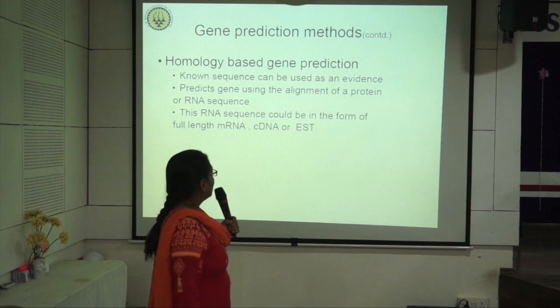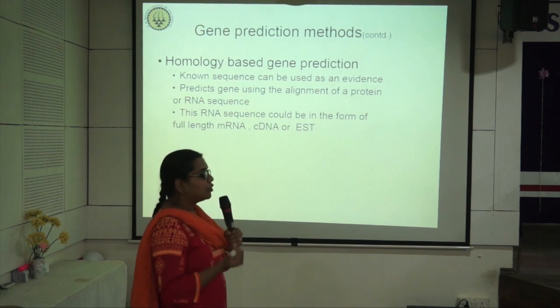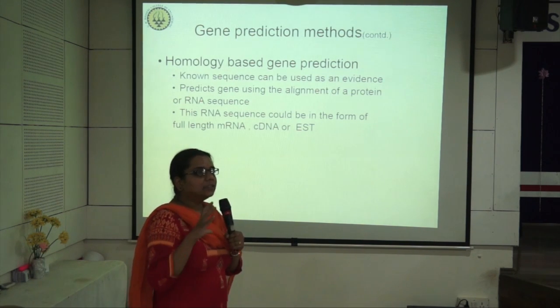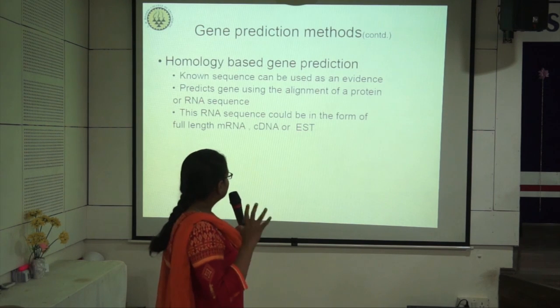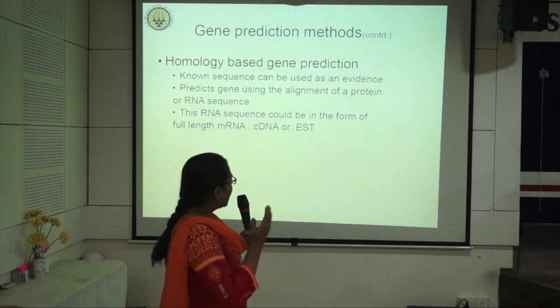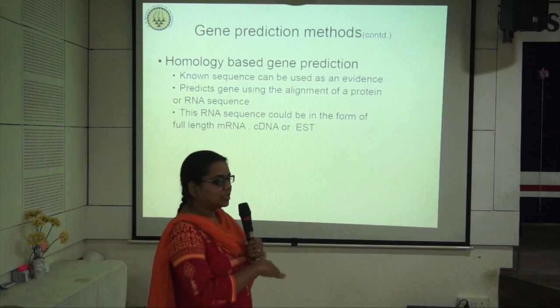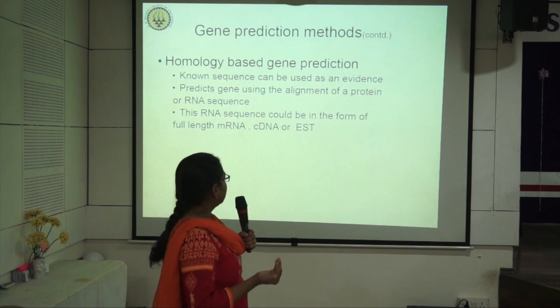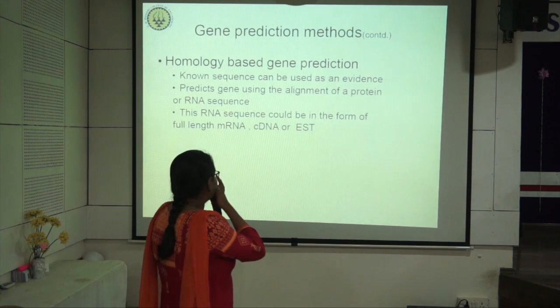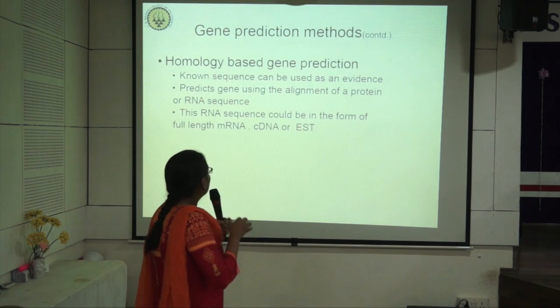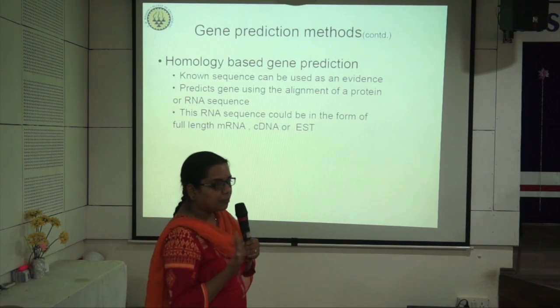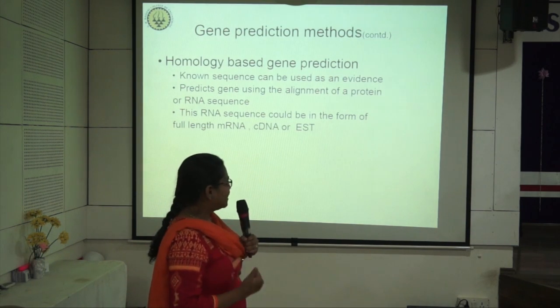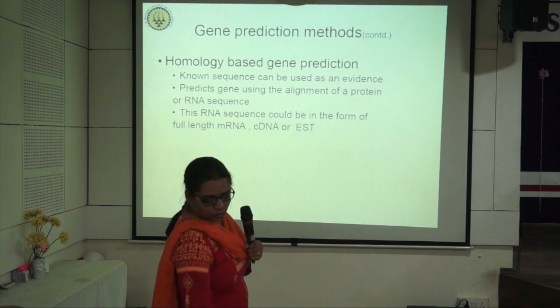Then next is homology based gene prediction, wherein we check whether evidence or an existing data set is there, so that I can find homology of the query sequence with the already existing data set. Here the EST word comes into the picture, so whatever we have done or proposed is a homology based clustering perspective to gene prediction.